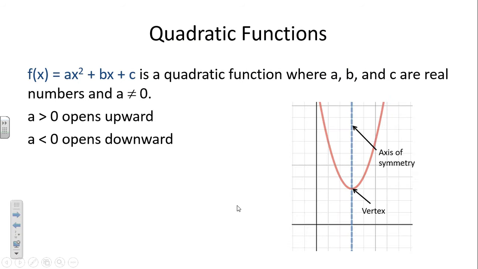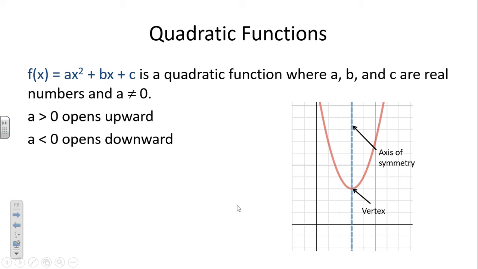Probably no need to write this down because we've talked about this, right? A quadratic function is something that can be of the form ax squared plus bx plus c, and that's a quadratic function as long as a, b, and c are real numbers and a is not equal to 0. If a is 0, x squared is gone and we've just got a line.